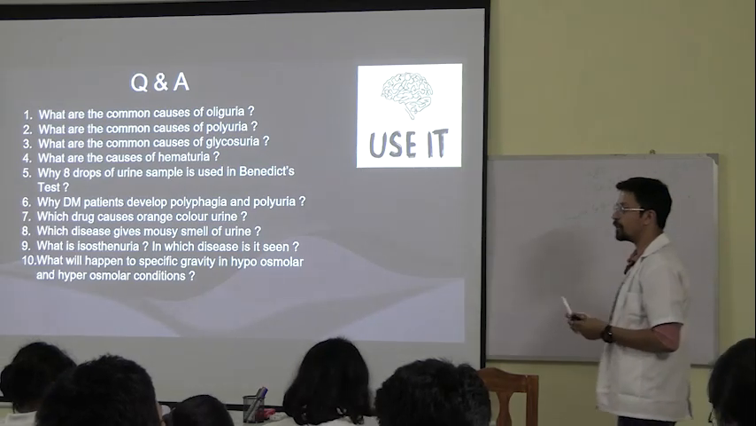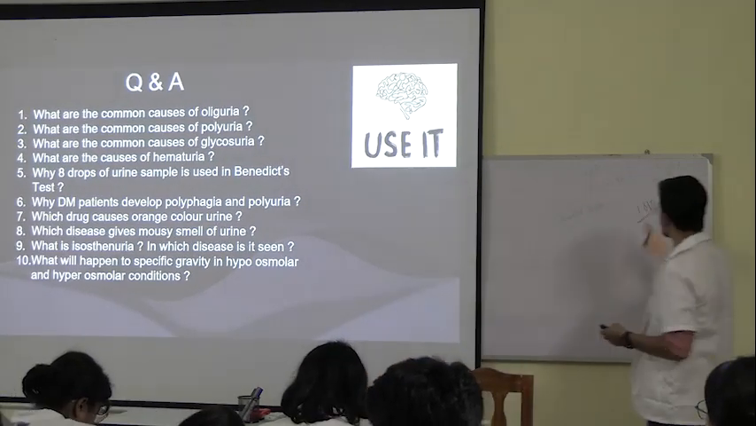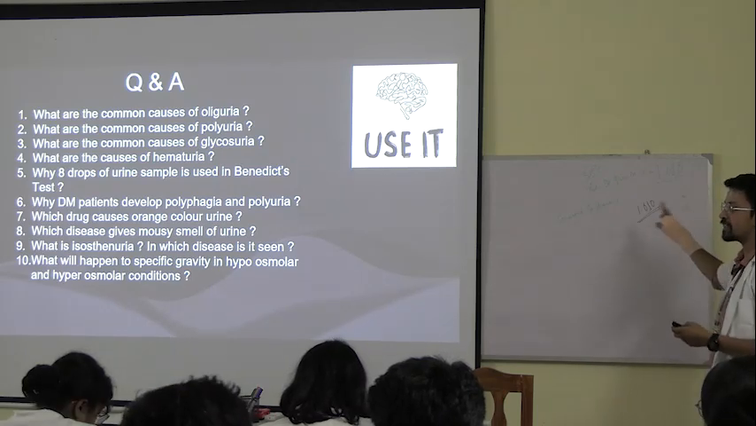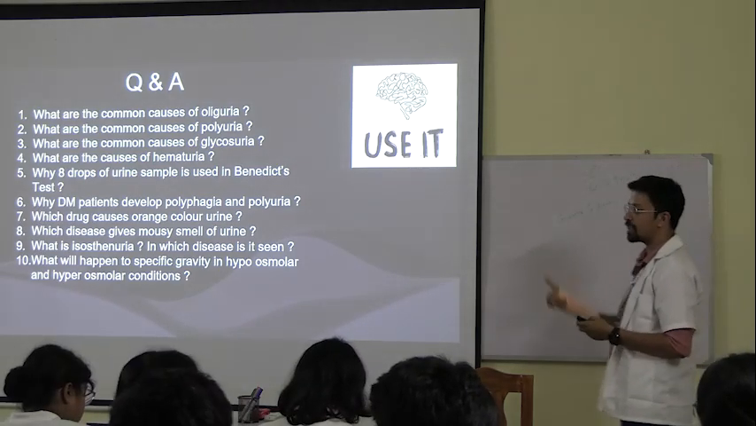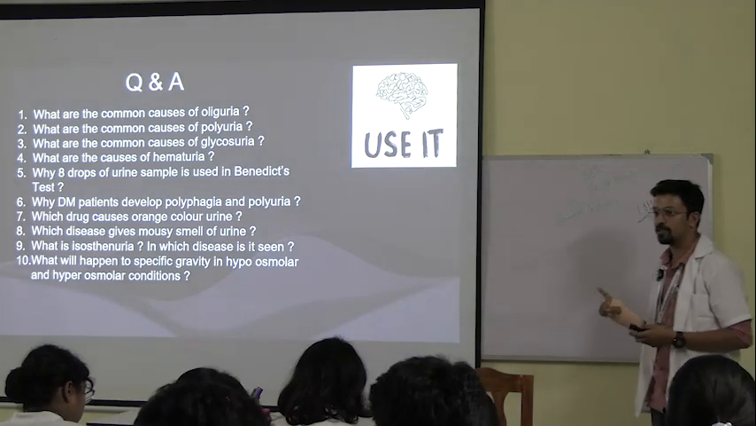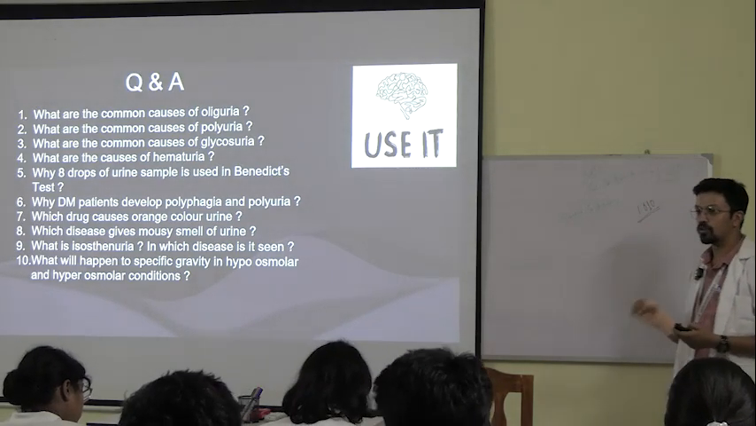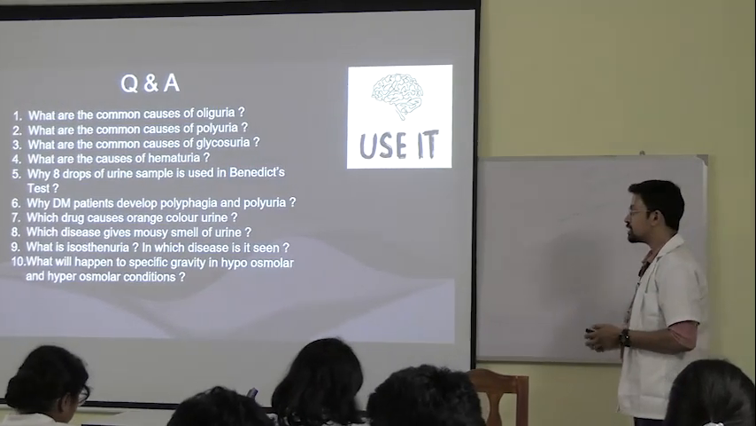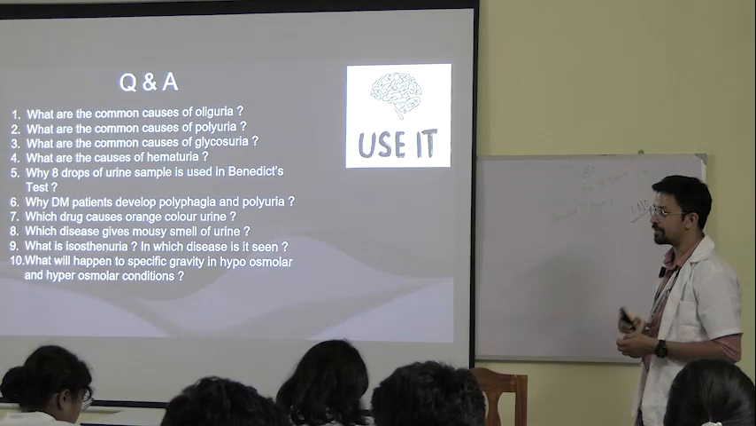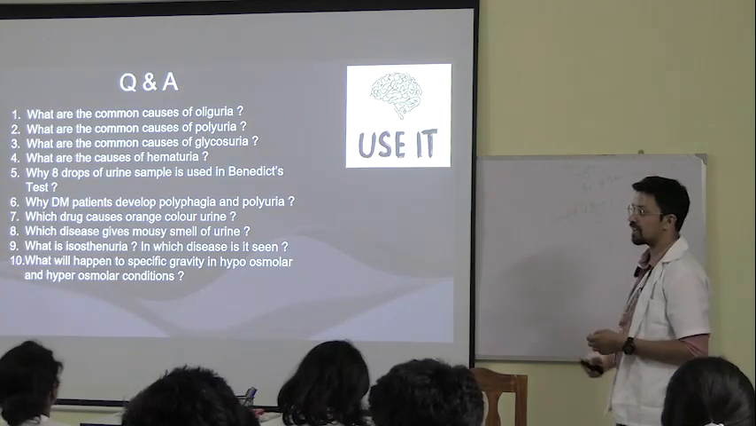If the specific gravity of a urine sample that you have collected from a patient is exactly this much, whatever the condition is, it will come this much, then it is isosthenuria. And there is only one condition that can give you isosthenuria. What is that? Chronic renal failure. Chronic kidney failure or chronic renal failure. Okay, that is one condition which can give you isosthenuria. So these are some extra questions that can be asked.